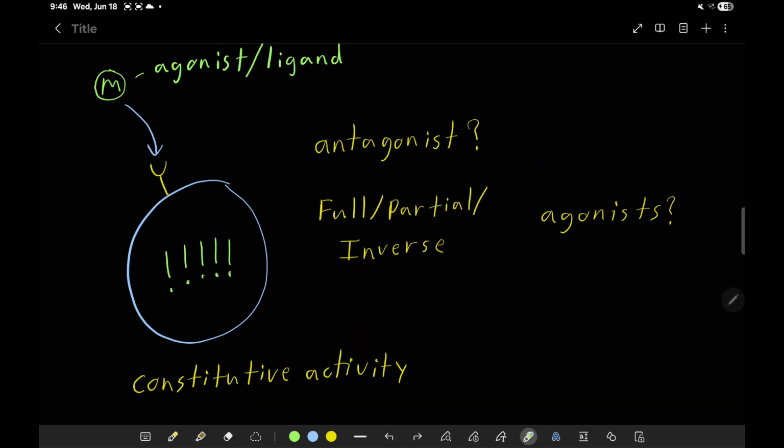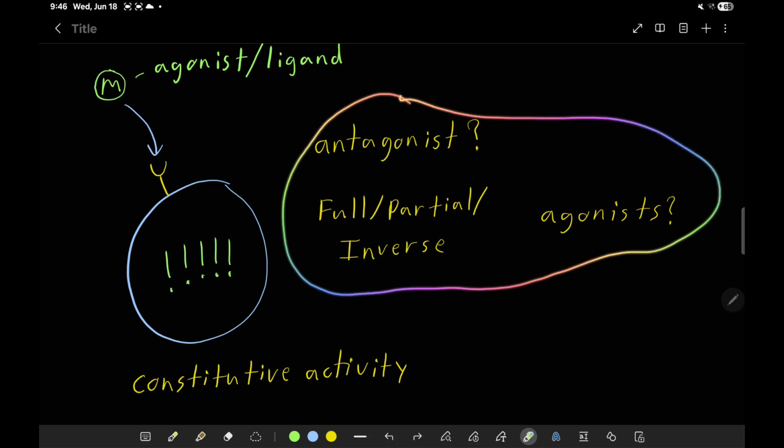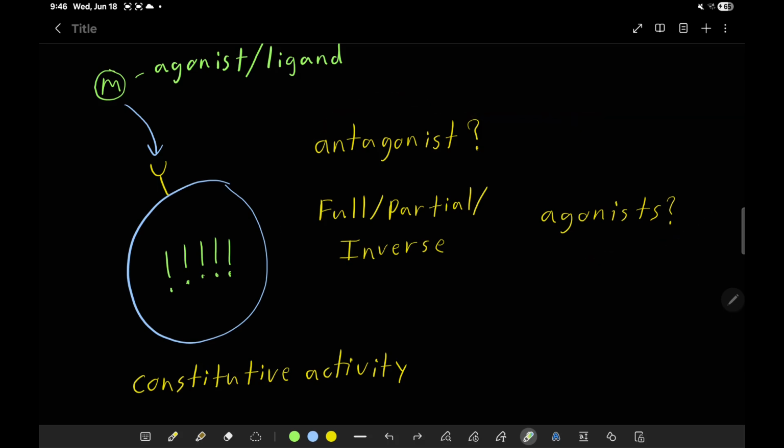Okay, so now we know that agonists bind to receptors and responses happen inside your cells. But with any good story, if you have an agonist, you gotta have an antagonist. And you also have to have good side characters like full agonists, partial agonists, and inverse agonists. But what are all these things, antagonists and all these new different types of agonists? Well, in order to understand all of these concepts, we must first understand something called constitutive activity.